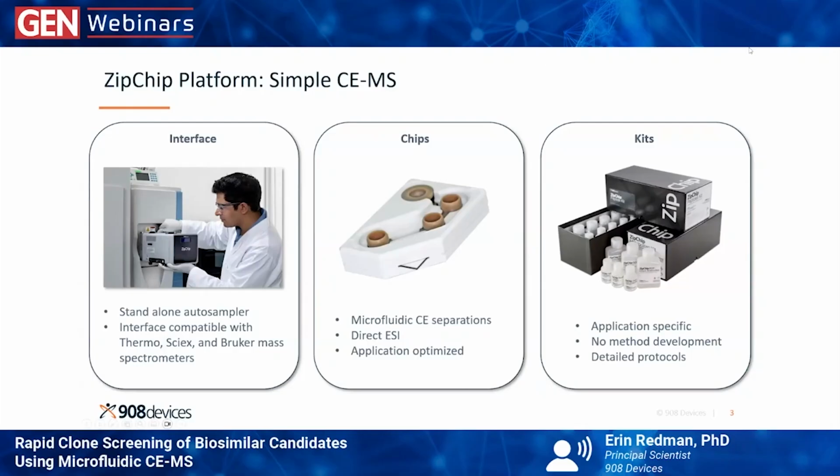The chips perform capillary zone electrophoresis separations, and the separations are directly integrated with electrospray ionization from the corner of the device. There's a few different varieties of chips, and they're all optimized for specific separations. Our assay kits include background electrolyte that you need for the analysis and sample diluent for sample preparation. These are optimized for specific applications, and it reduces the amount of method development needed to get started.